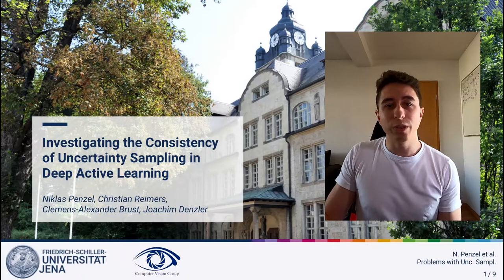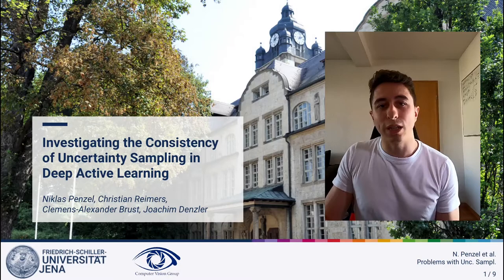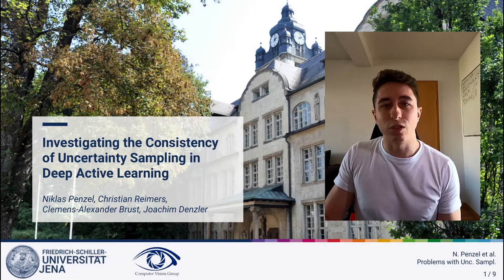In our work, we theoretically analyzed the statistical estimators that uncertainty sampling introduces into an active learning system, and find that it is inconsistent, or can become inconsistent, under certain conditions. Hence, we argue that you should be careful when to employ uncertainty sampling.